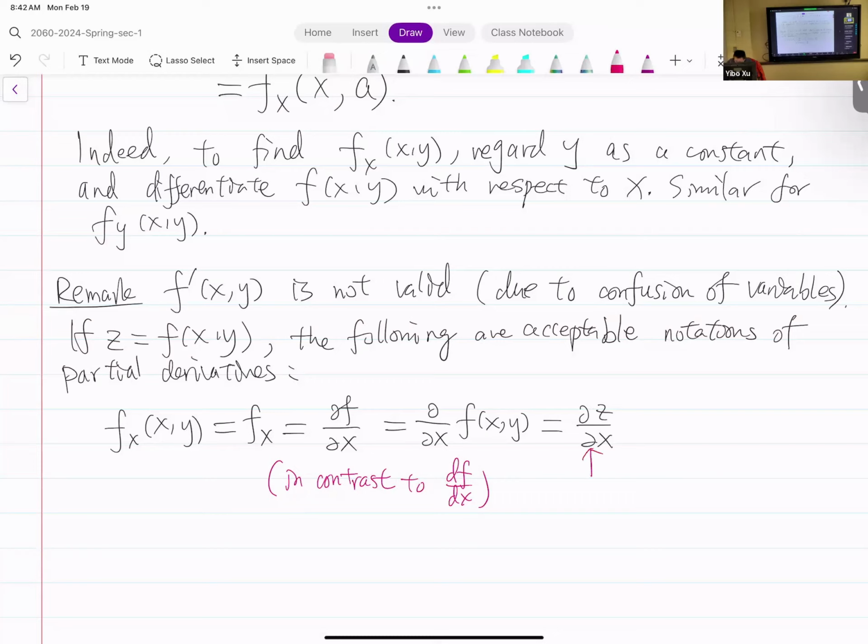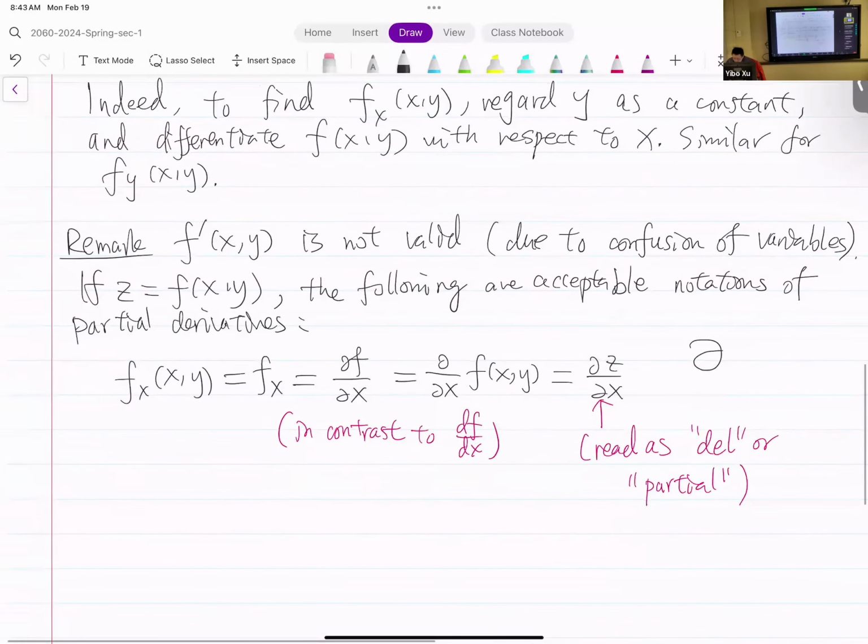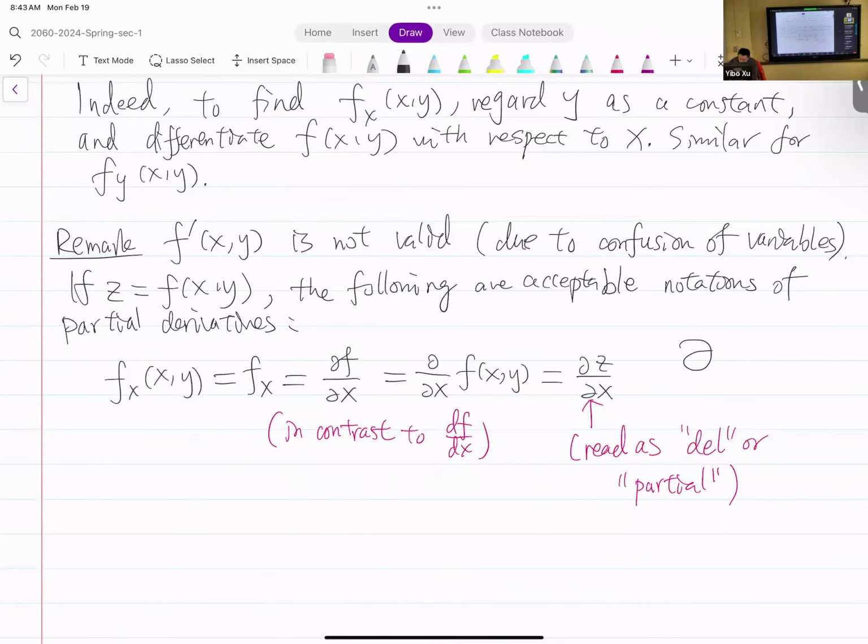And here we read this notation as del or partial. It's really common that you read it as partial z partial x. And the notation, let me write it larger, just something like this. So it's like a different way of writing d. So there's a few of these notations, right? And there are more.